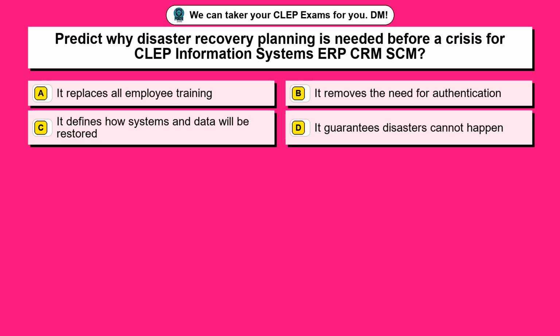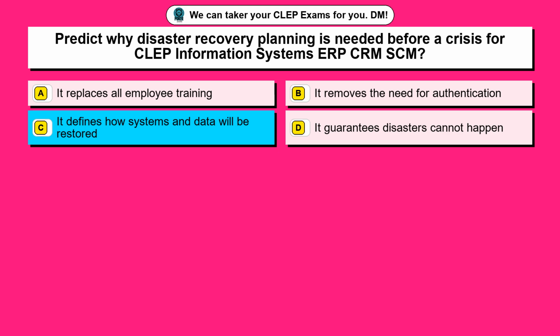Question 49. Predict why disaster recovery planning is needed before a crisis for CLEP Information Systems ERP CRM SCM. Option A. It replaces all employee training. Option B. It removes the need for authentication. Option C. It defines how systems and data will be restored. Option D. It guarantees disasters cannot happen.